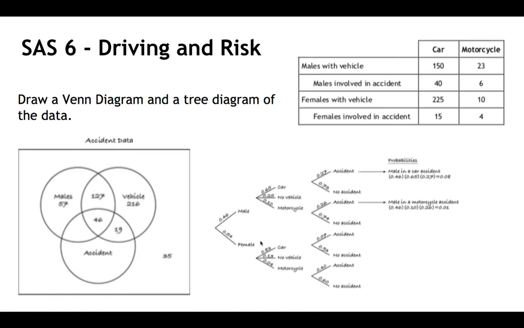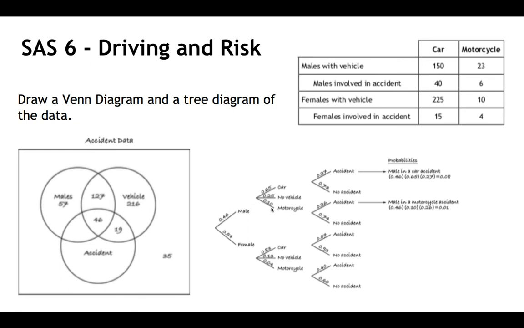Now, in a tree diagram, it's a little bit different. We look at the number of males with vehicles and the number of females with vehicles, or number of males and females in the survey. 46% are male and 54% are female.